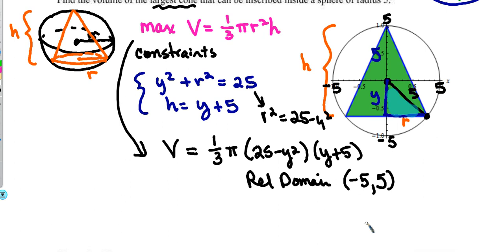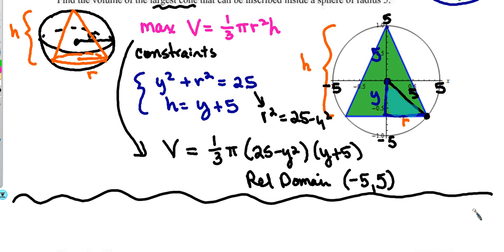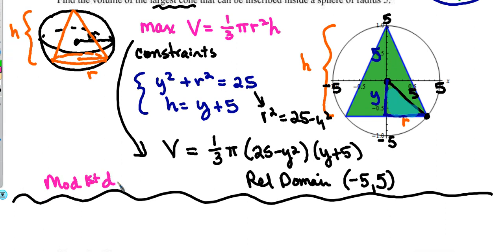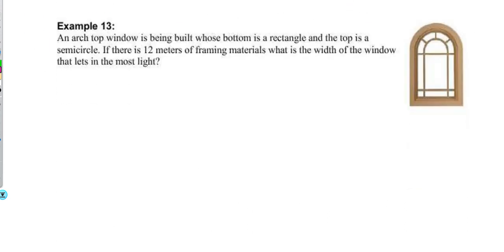All right. Now, for your method on this problem, since we have an open interval, we cannot use EVT. What I would like you to do is, let's do another modified first derivative here. Modified first derivative. So I'll leave you to do the calculus to solve that using the modified first derivative.